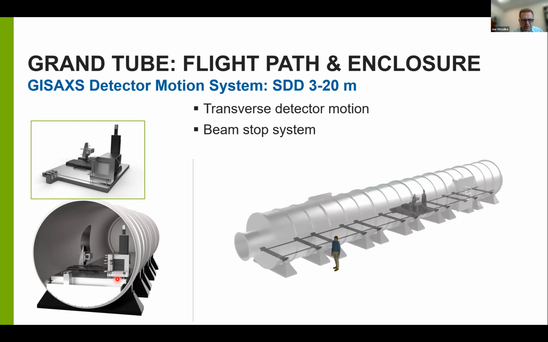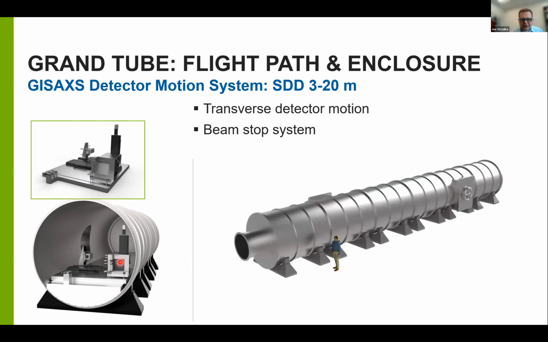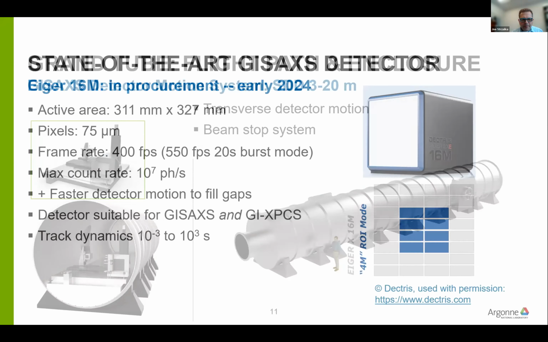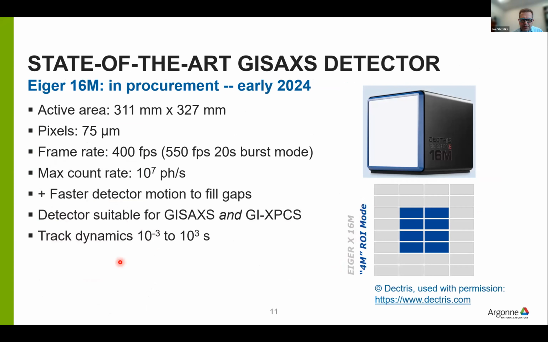And the closest we'll be able to bring this detector to the sample is going to be about 3 meters from the sample, comparable to what we have now. So on day one, it'll be possible to do comparisons with GISAXS the way it was done at 8IDE and see the results in the new beamline.